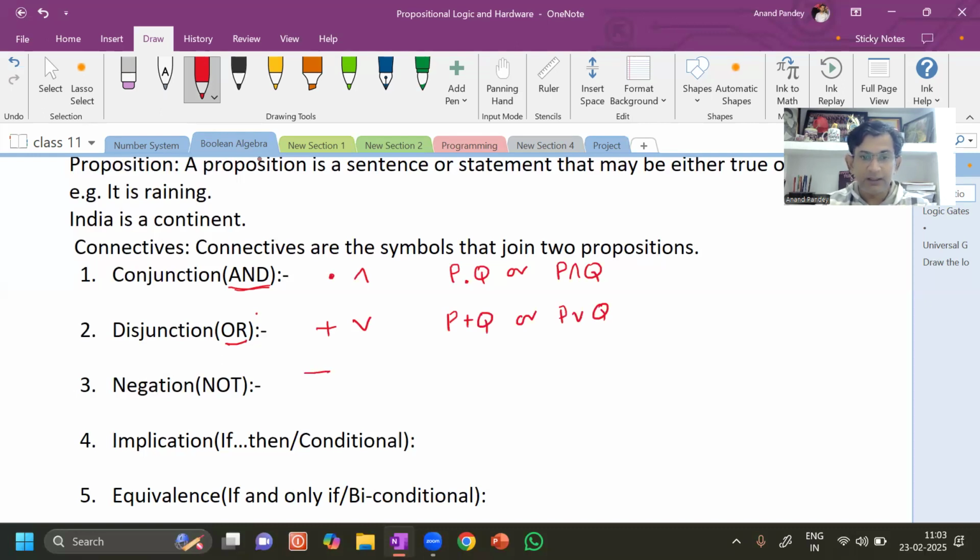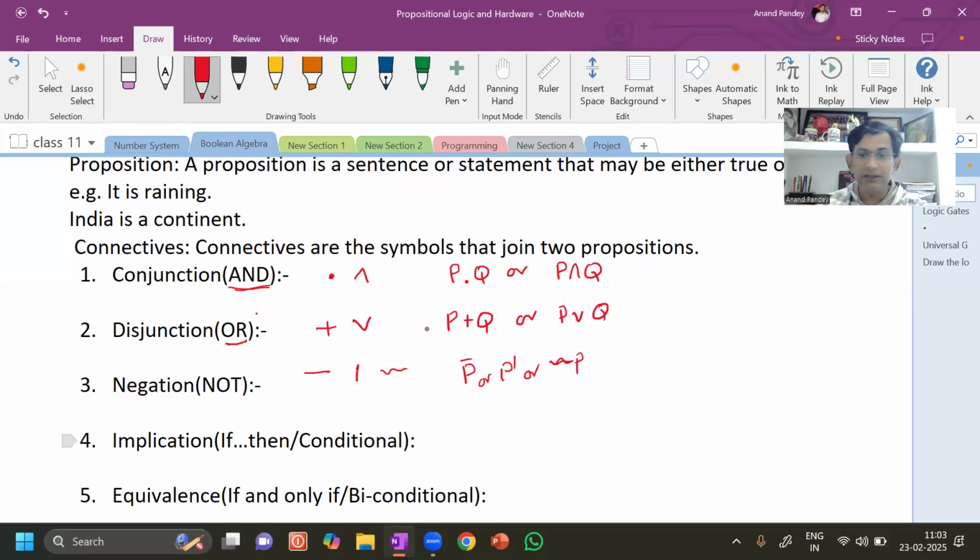Now negation. For negation, there are three symbols: one is bar, another is dash, and the third one is this tilde symbol. Let me explain with an example. P bar, or P dash, or not P. Any one of them can be used. It is read as not P. You can find the tilde symbol on the keyboard. So for negation, bar, dash, or the tilde symbol is used.